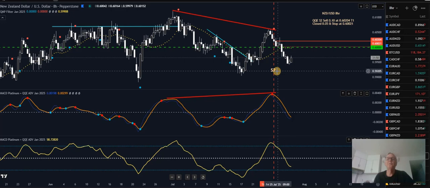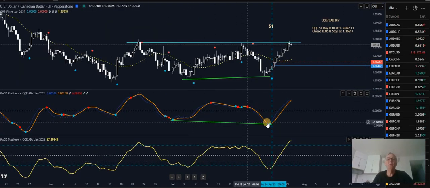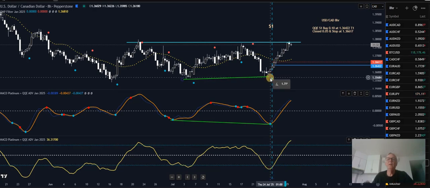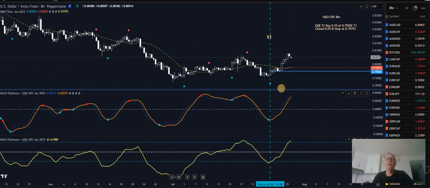New Zealand took a QQE sell up there based on hidden bearish divergence too. Great trade. Big round numbers at the 60-cent level. Can't lose. That's where my stop is. So it's all good there. USD CAD, very similar. Buy, hidden bullish divergence, QQE. All these USD pairs very similar. Previous high, just trailing the stop. Can't lose there.